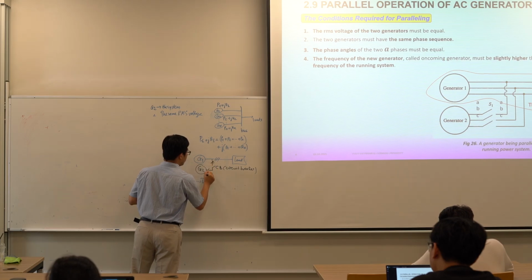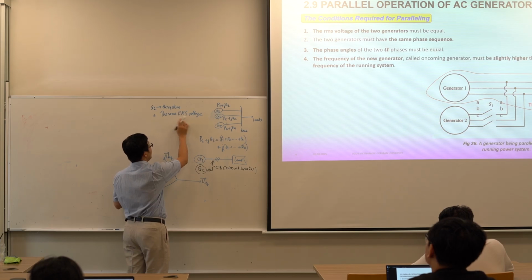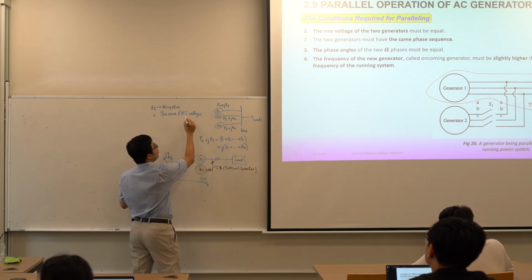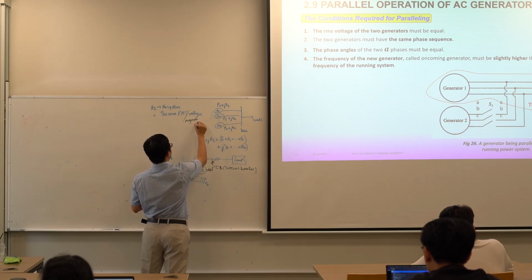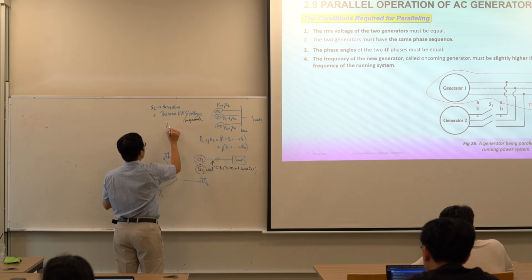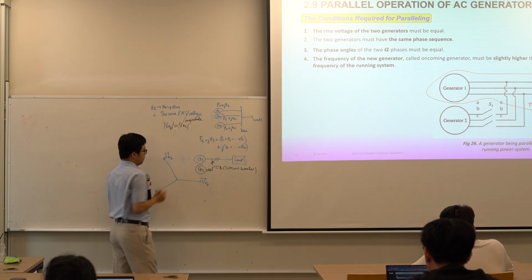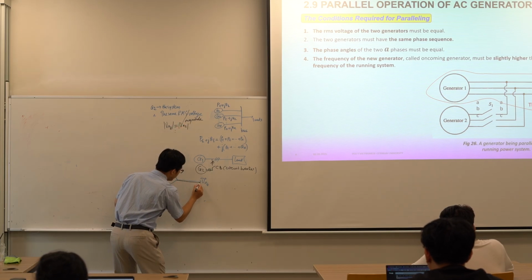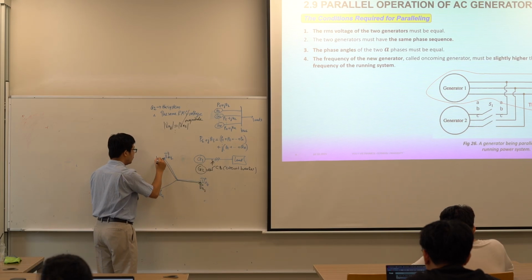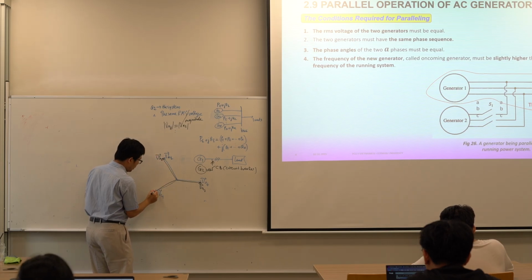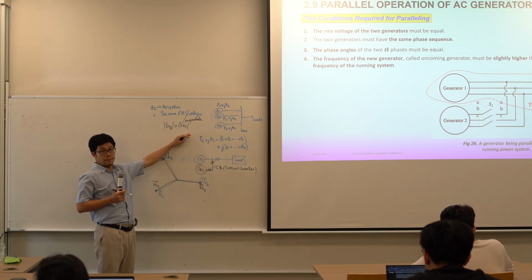This is 3-phase. Okay, so for generator 2, we should make sure the RMS, or sometimes we say the magnitude, but that's okay. That means VA1 should be equal to VA2 and so on. Here must be VA2, here must be VB2, here must be VC2. They have the same magnitude or the same RMS value.